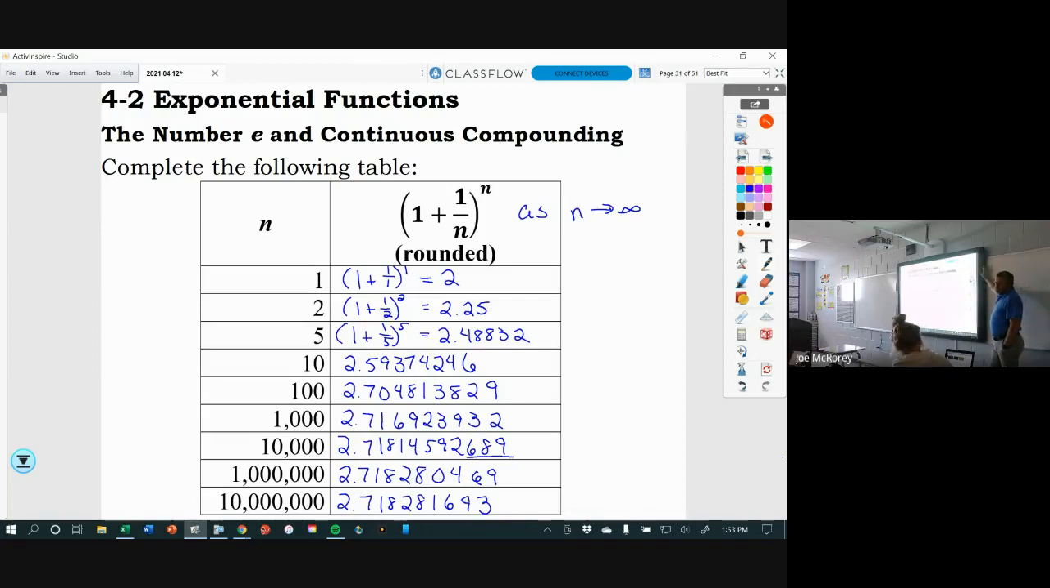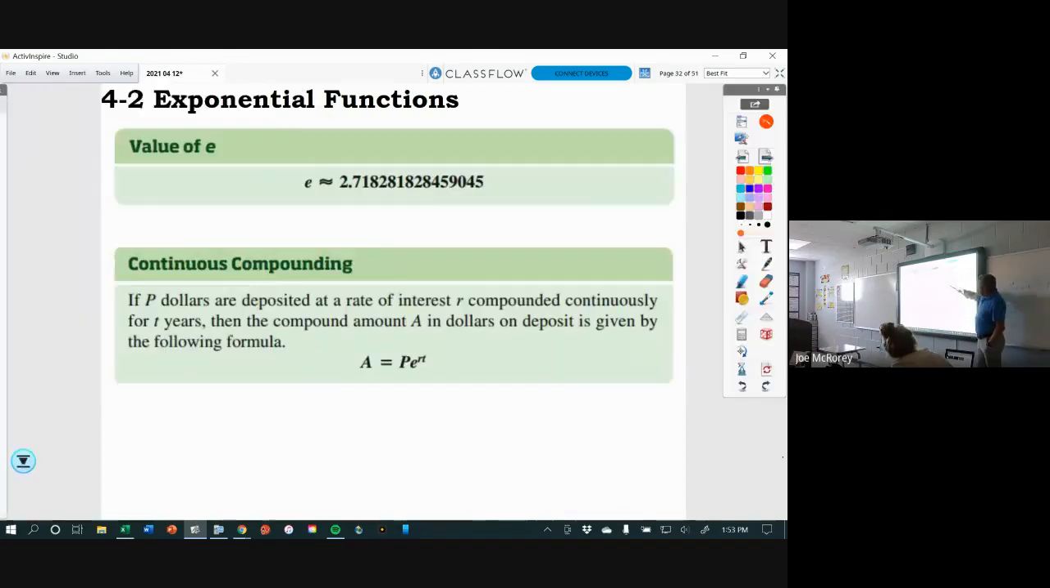Okay, e. Look at this number here: 2.71828. Okay, here's e. e is approximately 2.718281828459045.